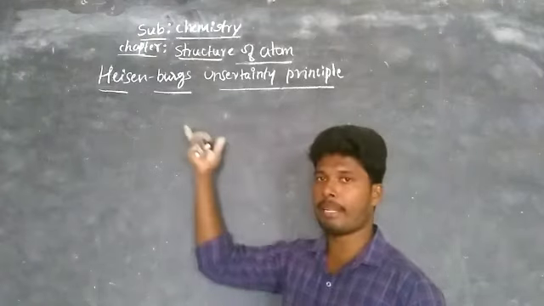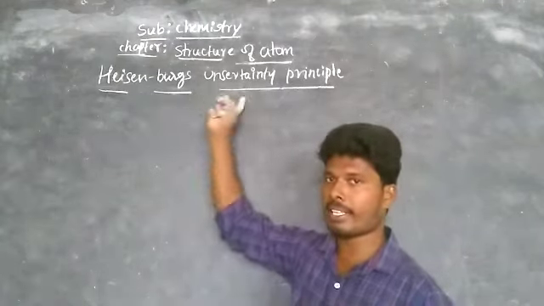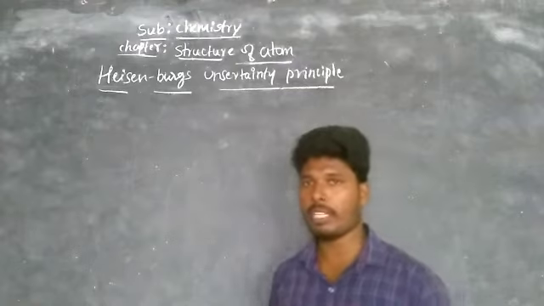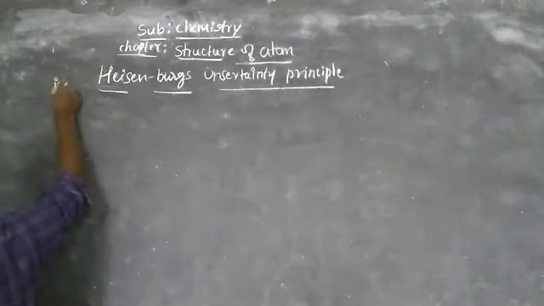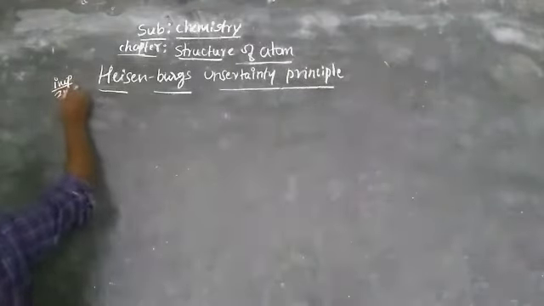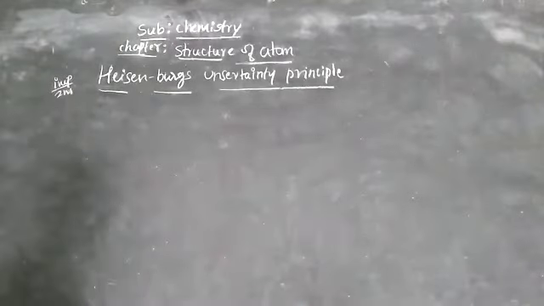The next concept is the Ensemble uncertainty principle. Very important for 2 marks. Ensemble uncertainty principle statement.